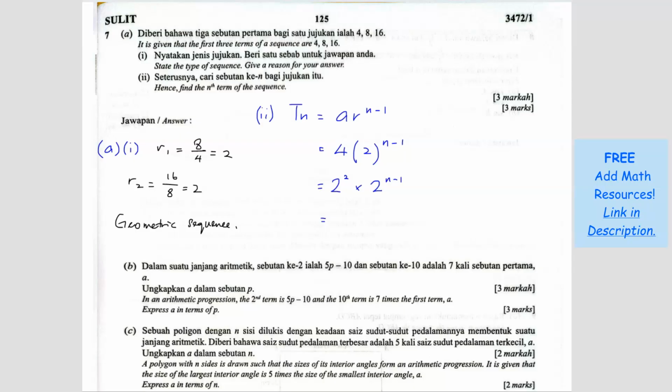So that means 2 to the power 2 times 2 to the power n minus 1. So these are indices. Times means plus, so you get 2 to the power 2 plus n minus 1. So your answer is 2 to the power 1 plus n, or n plus 1. So this should be your answer. Let's see B.